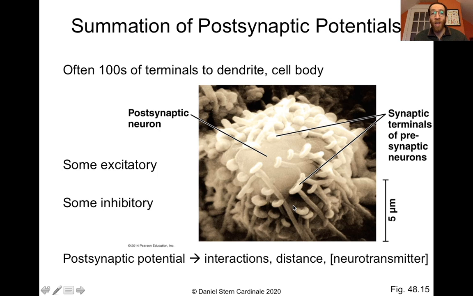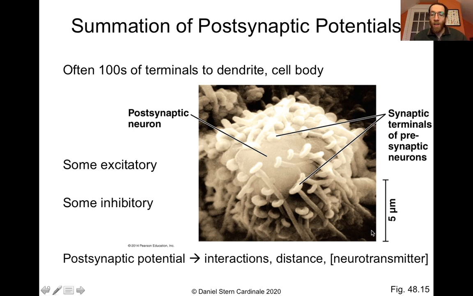We talked about this a little bit last time, that the place where the action potential starts is the axon hillock. So in terms of meeting the threshold potential, it doesn't really matter what's going on in the cell body of the postsynaptic neuron. What matters is what's going on at that axon hillock. So the closer an axon terminal is to that axon hillock, it's going to have a greater effect.